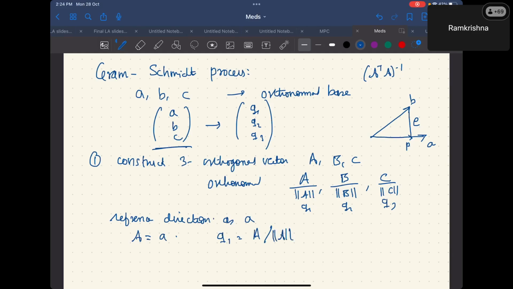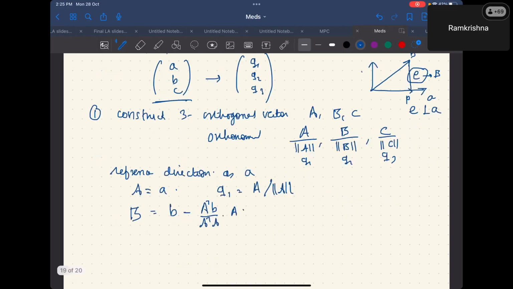Okay, from this A, I want to construct a vector which is perpendicular to A. So I take the projection of B onto A, and the error E I know is perpendicular or orthogonal to A. I'll call this E my new vector B, which is perpendicular to A. So B will be the original vector minus its projection. This we know: it was A transpose B by A transpose A times A. Okay, this is now fine.